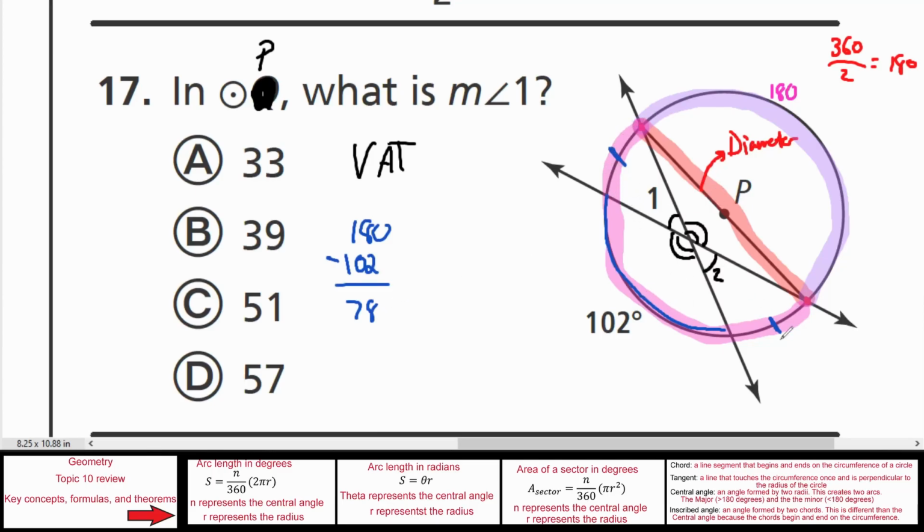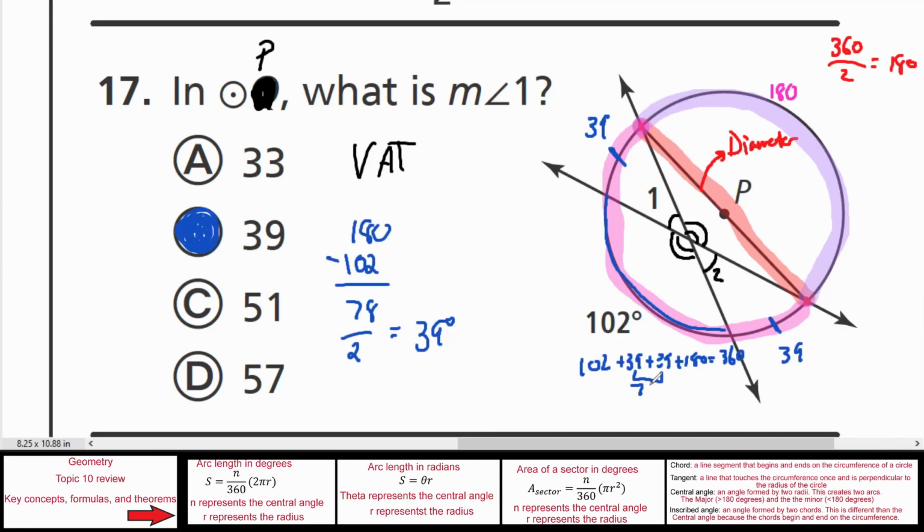Now, since these are equal, they have to share the remainder of this arc with each other. So I'm just going to divide that by 2. I'm going to get 39 degrees, and that is the measure of angle 1. If I wanted to check that, I would say 39 goes here. 102 is already given, 39 is here. 102 plus 39 plus 39 plus 180 must equal 360 for this to work.